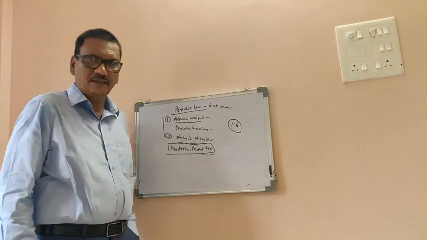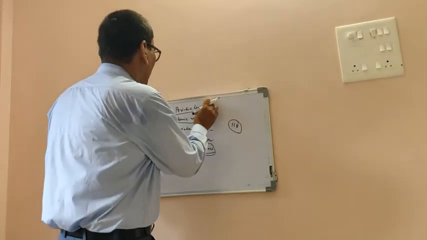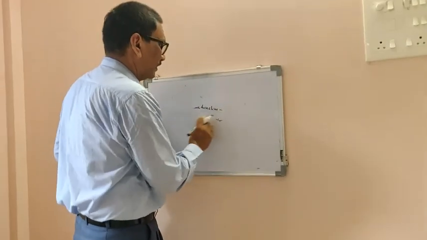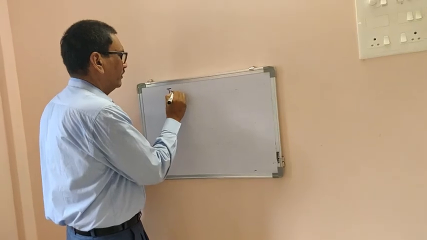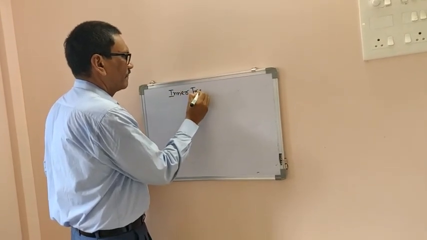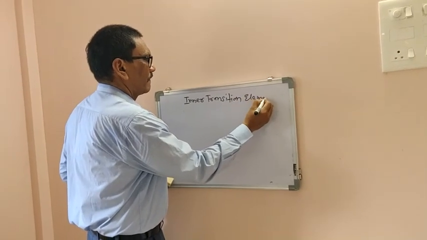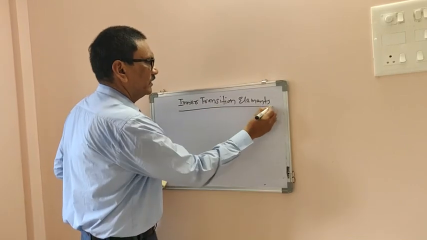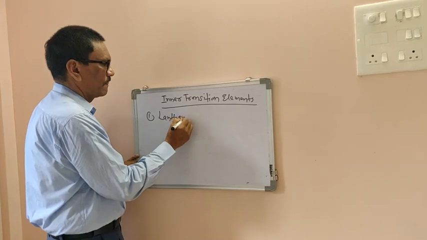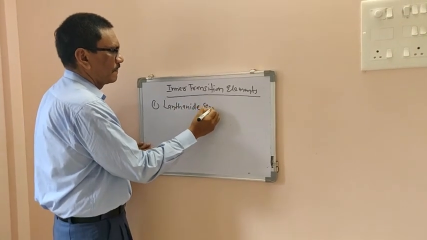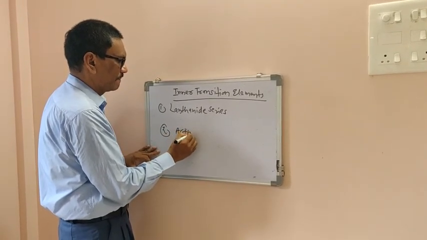Now we are going to study two different series of the inner transition elements. Which are the inner transition series? First one is the lanthanide series, and second is the actinide series.